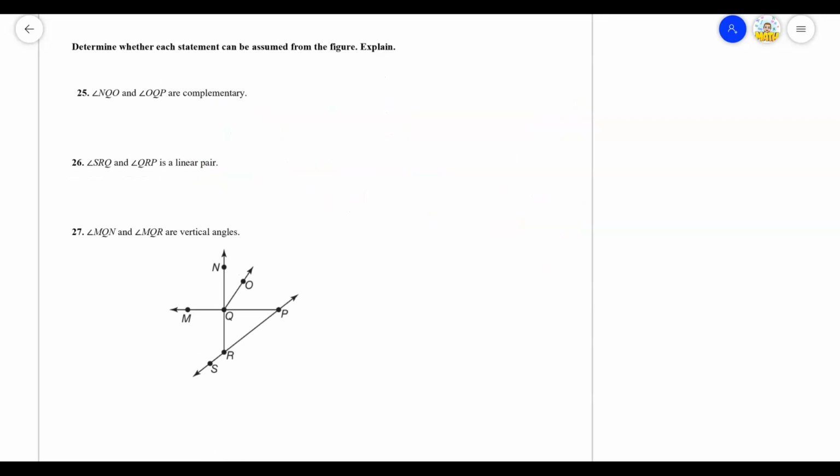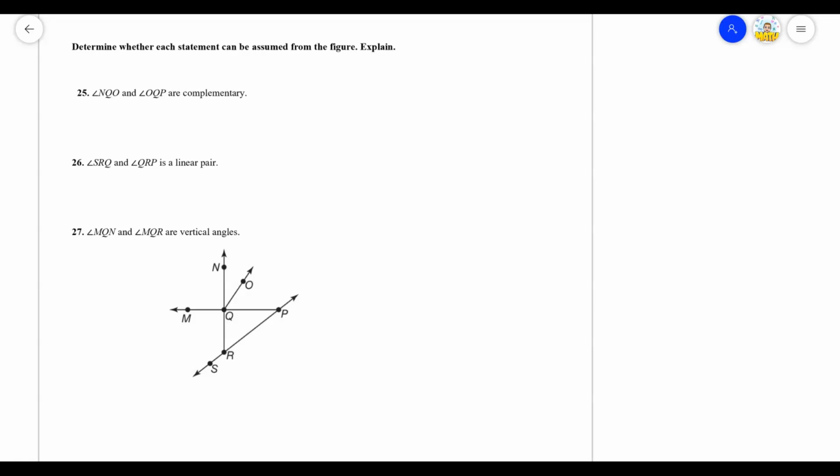So in the next example here, we want to see what can be assumed and what cannot be assumed. So it says determine each statement can be assumed from the figure. Now, I want to point a couple things out in this figure. Notice that even though these lines look perpendicular, there's nothing in the figure to suggest that. There's no 90 degree angles written there. So that's one thing that we cannot assume. Okay, so we want to be careful about that.